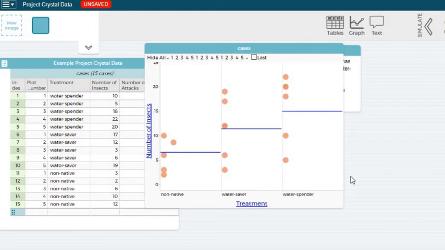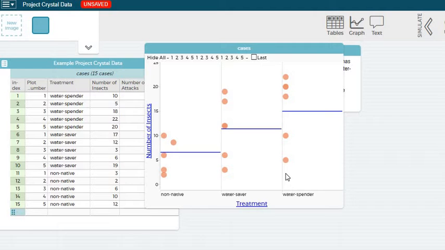So here we have again the graph of insect abundance that we created earlier. We have points for each sample, and we have a line that represents the mean. The mean for this treatment here is definitely higher than the others. There were definitely more insects in the water spender plants than the others for this particular sample day.